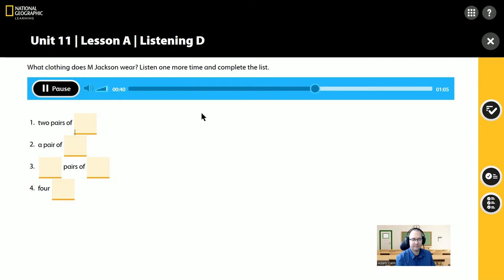Before she goes outside, she puts on 2 pairs of socks and a pair of boots. On her legs, she wears 3 pairs of pants. And she also has to wear 4 jackets. It's a lot of clothing, but she stays warm. M. Jackson's job isn't easy, but she likes it a lot.